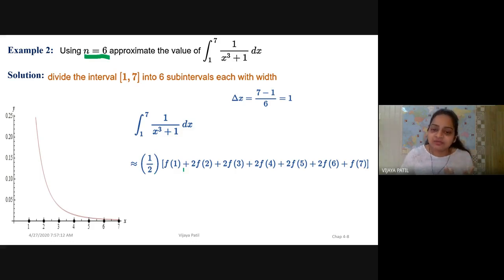Now, what exactly have we been doing here? This f of 1 and f of 7 come only once, whereas in between we have f of 2, f of 3, f of 4, 5 and 6.